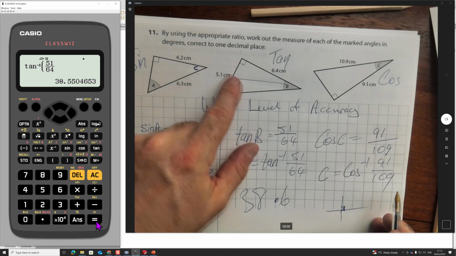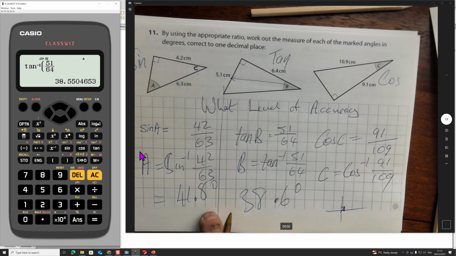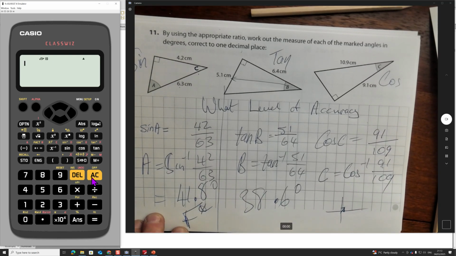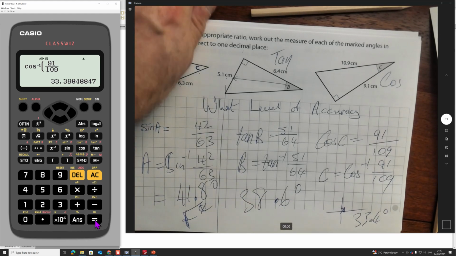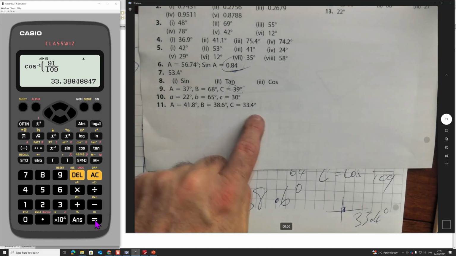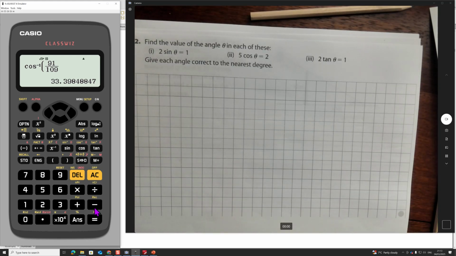38.5, 38.6, and degrees, that could be 1 mark lost, that could be an F star. Okay, clear, shift cos, inverse cos 91 over 109 equals 33.4 degrees. 41.8, 38.6, 33.4. We're done. Are we done? Nope.